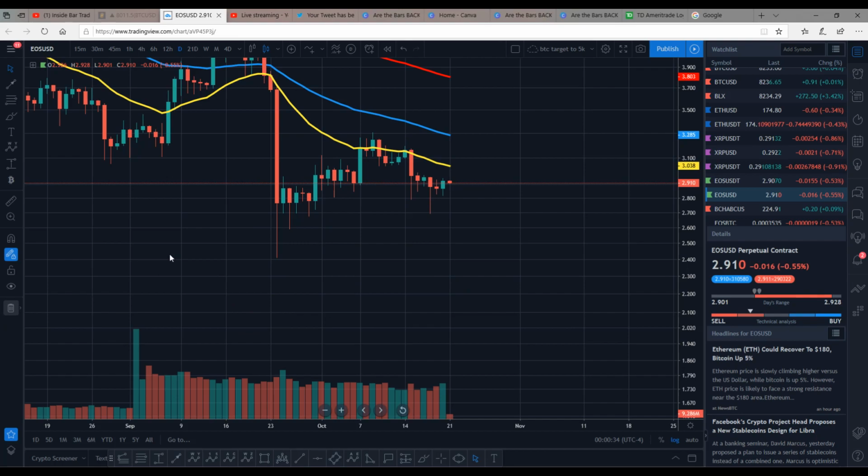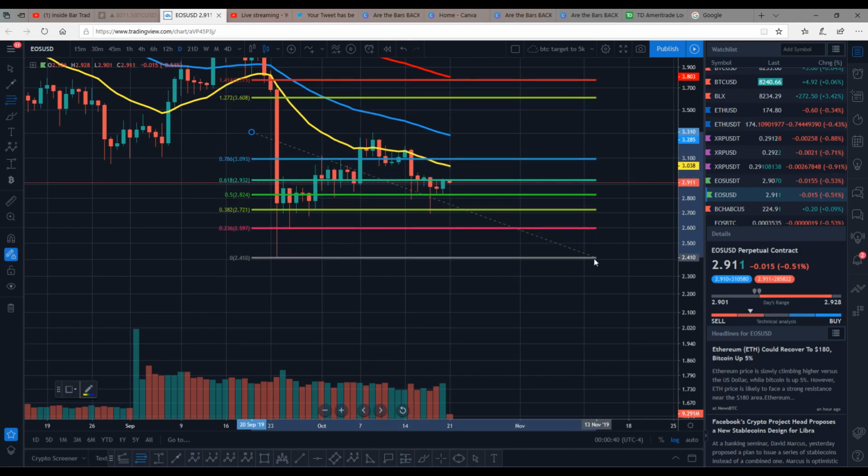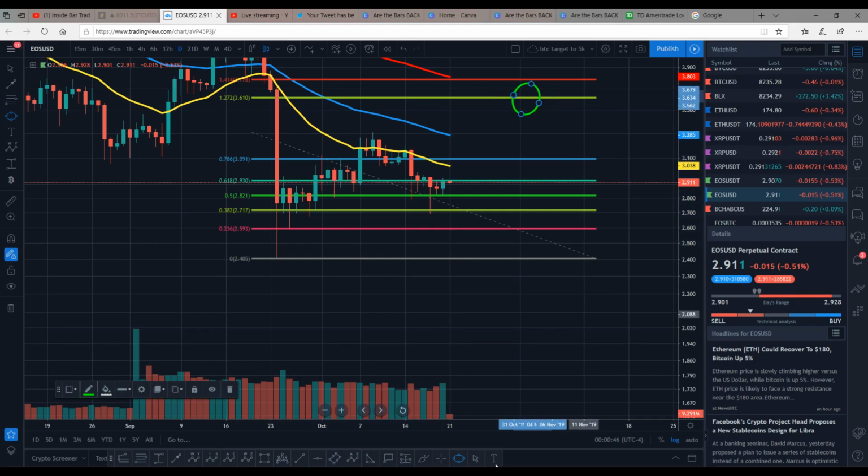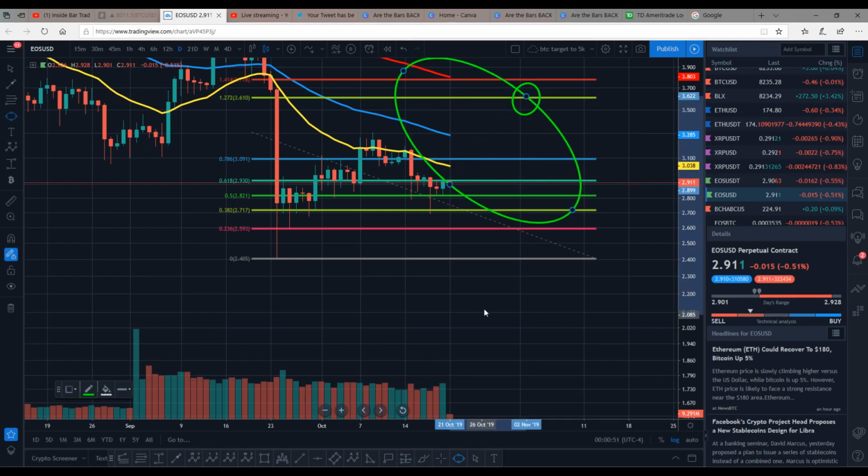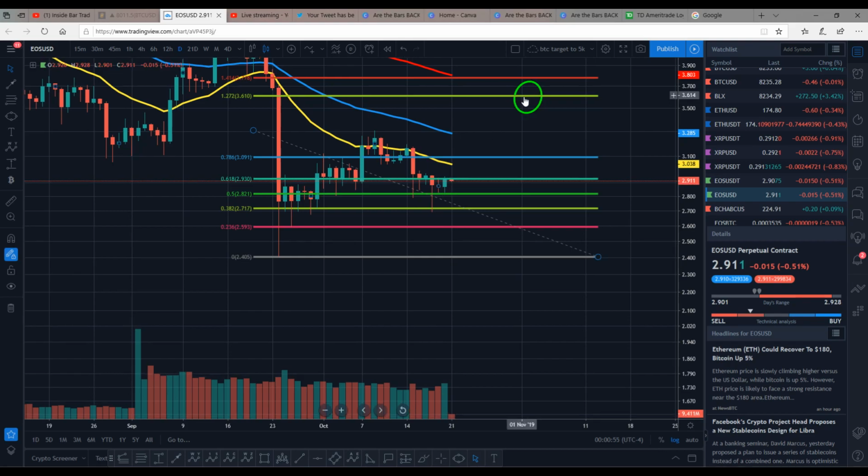Okay, let's say you've got a counter argument and you're like, okay, EOS is going to be pushing to the upside. All you have to do is just do the reverse, and then you could be looking for EOS to go to $3.60. In case we break this 200 EMA, we could be looking for a move up to $3.60, at least for the short term. Okay, so that's it for EOS.